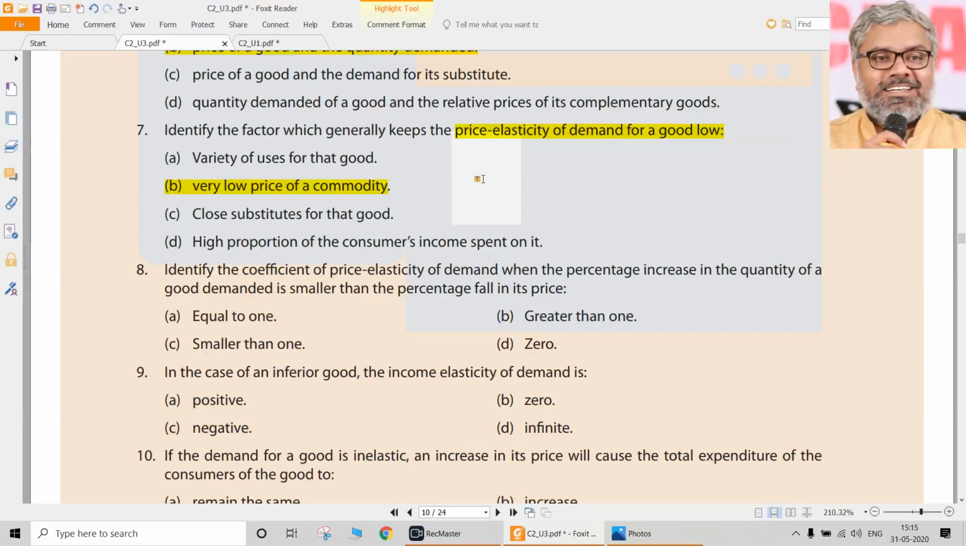Actually, that is enough because it is straight question and we can identify that. But even for understanding purposes, if you read option C and D, you need to also know that these two are wrong options.